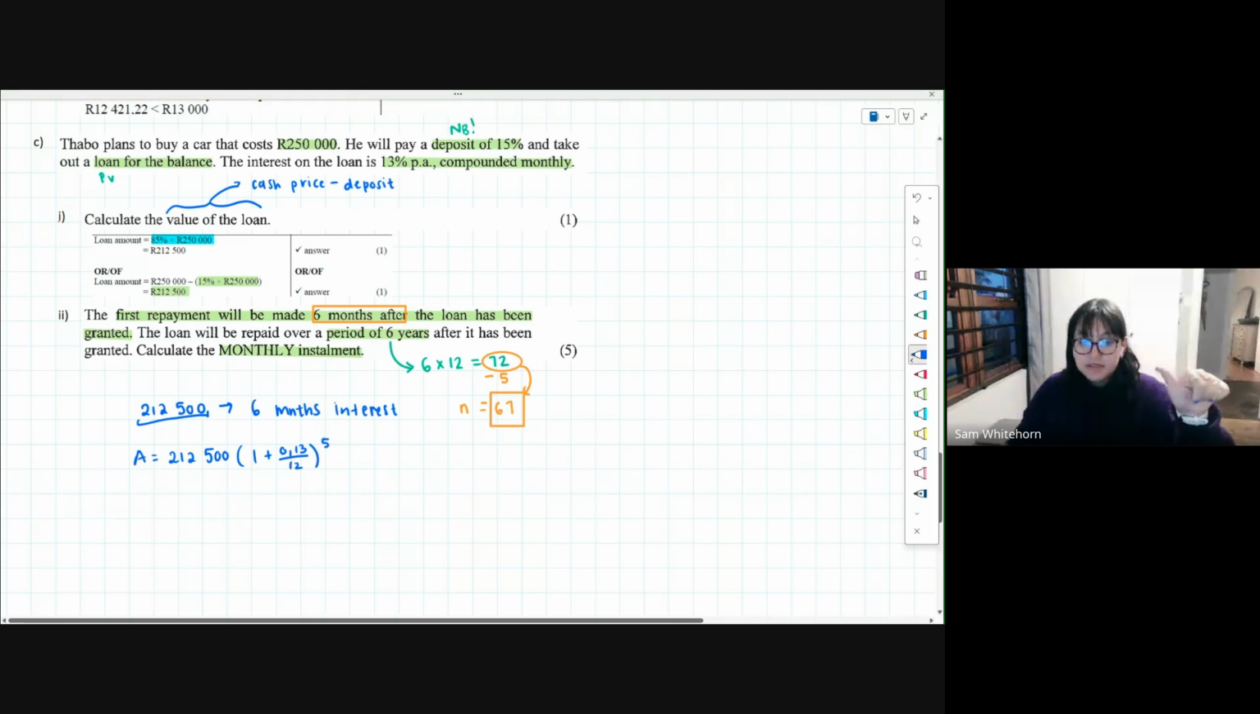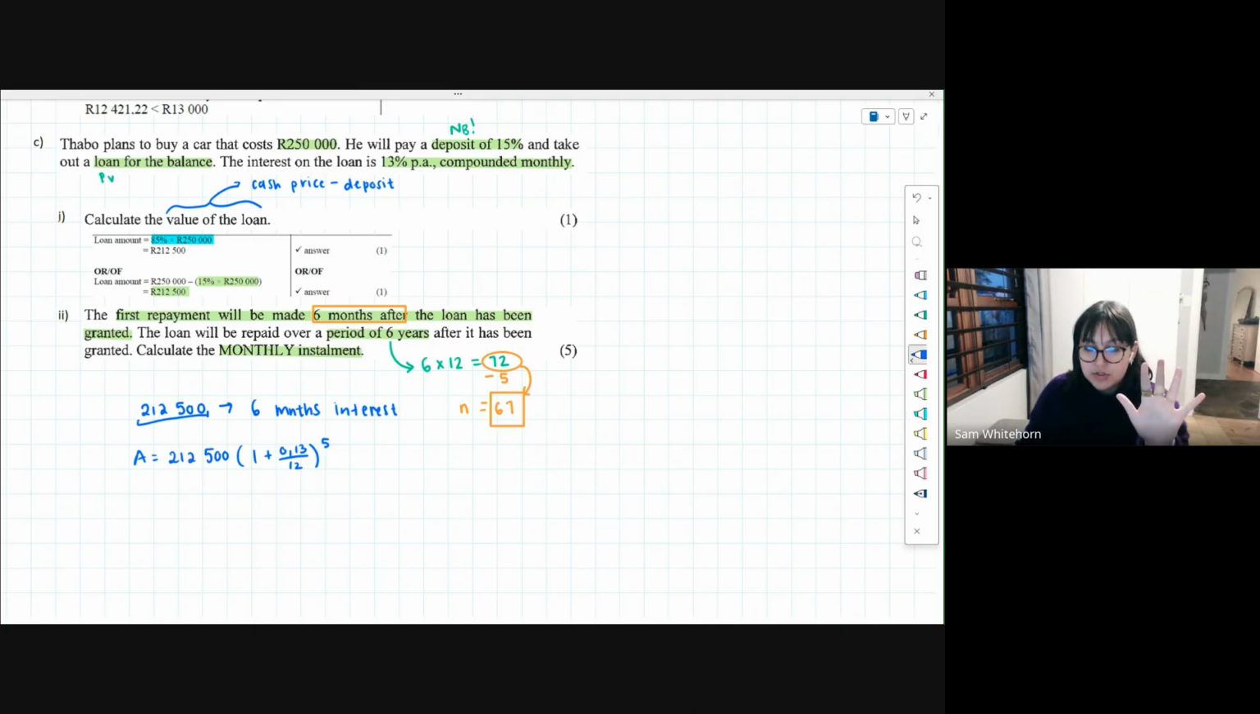Remember, nothing happens in that first month. The loan's still being granted, so it's only the 5 months where we are earning interest. The money's still taken out, so we've still got that money for the first 6 months. The first month is like a non-starter. We're granting the loan, paperwork's being done. If you ever take out a loan, you will see that this is the case.